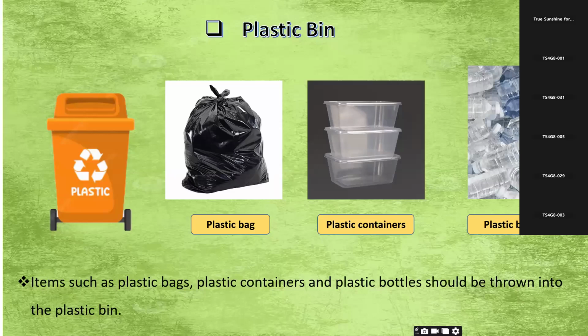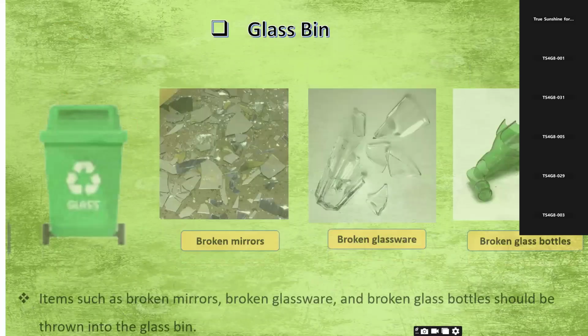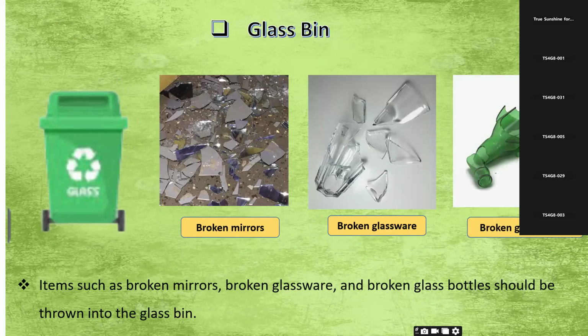Plastic bin. Items such as plastic bags, plastic containers, and plastic bottles should be thrown into the plastic bin. Glass bin. Items such as broken mirrors, broken glassware, and broken glass bottles should be thrown into the glass bin.